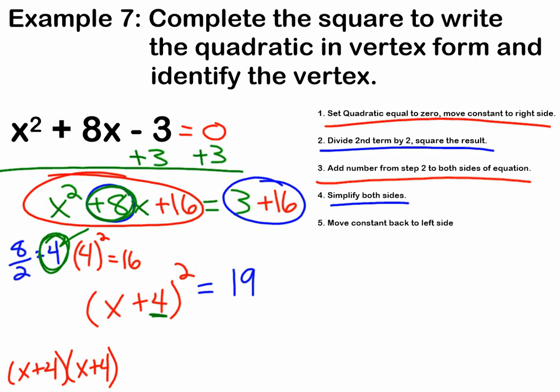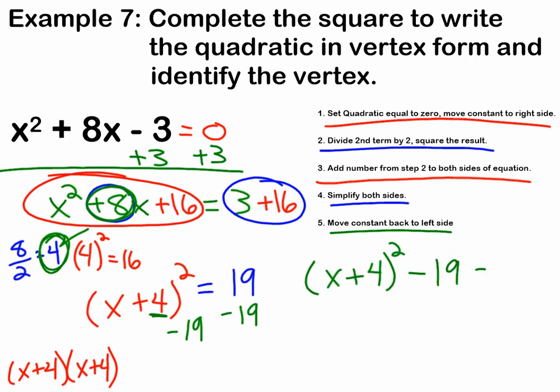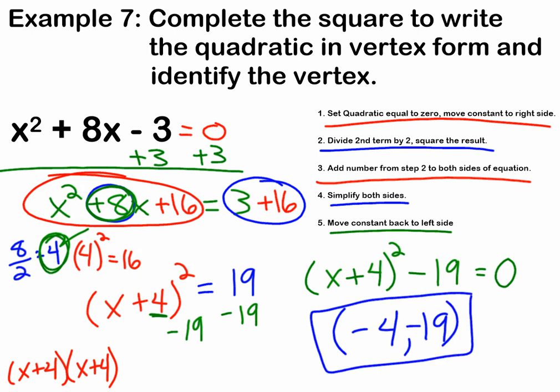Pause the video now as you try step number 5. Press play to go over your answer. Step number 5 says to move the constant back to the opposite side, which gives me x plus 4 squared minus 19 equals 0. Pause the video now as you identify the vertex. Press play to go over your answer. And our vertex, negative 4, positive, negative 19. Don't fall into that trap.